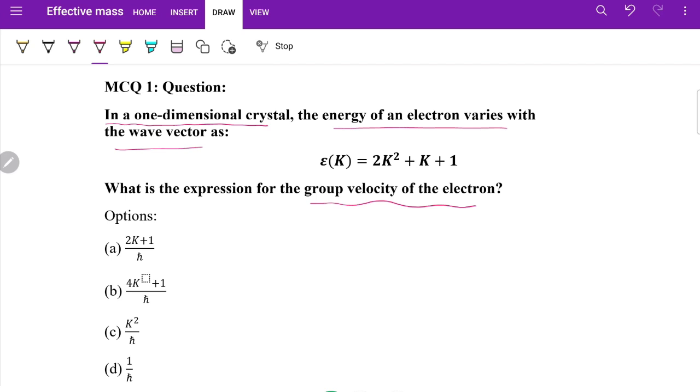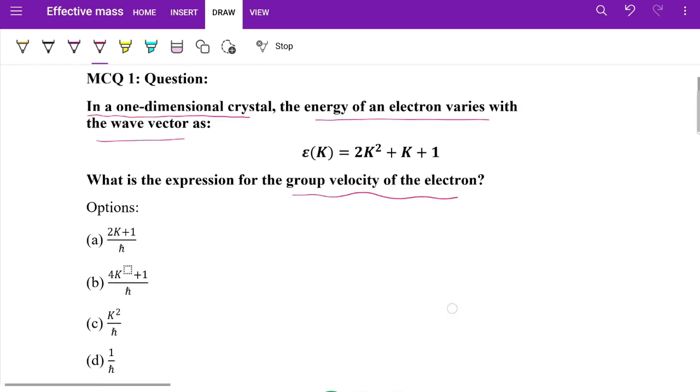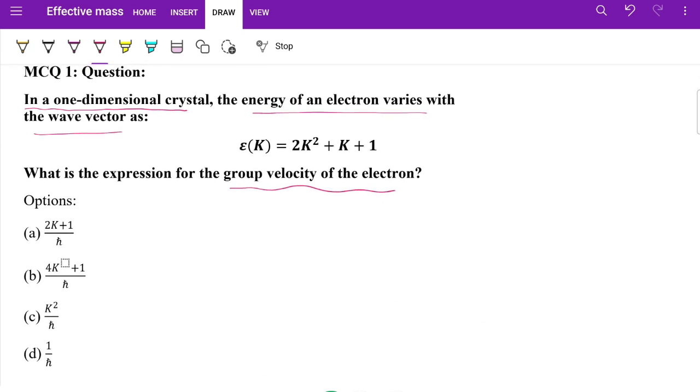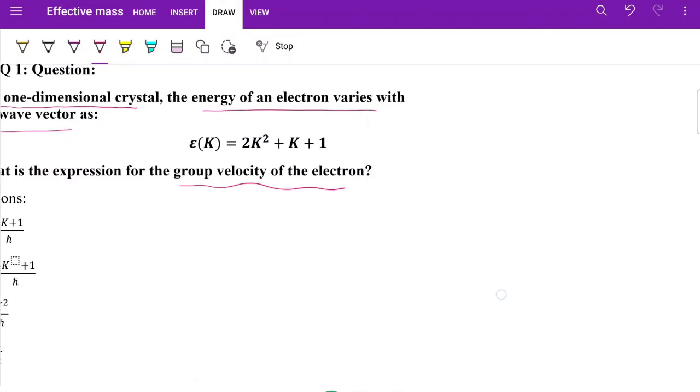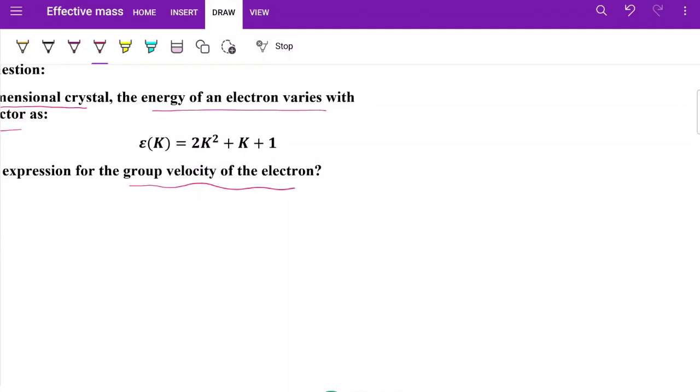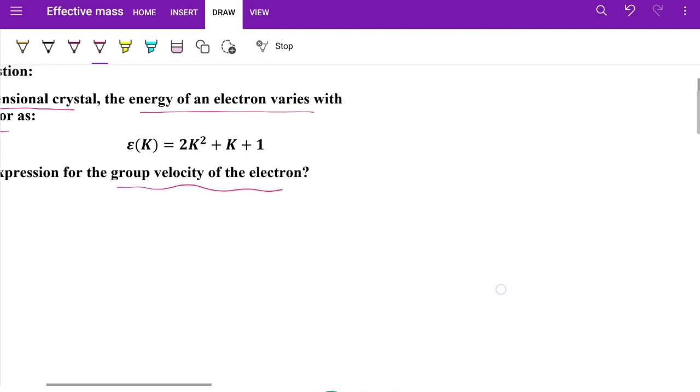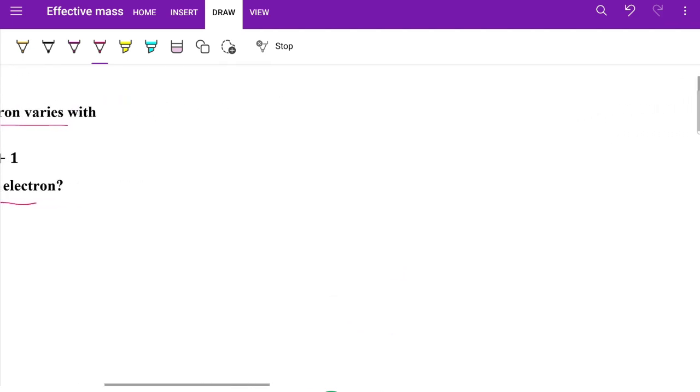Before solving the problem, let me explain what is effective mass and what is group velocity, and why they are important. This concept is extremely important in understanding how electrons behave inside solids, especially when analyzing band structures and charge transport. It is quite different from how electrons behave in free space. So let us discuss effective mass.